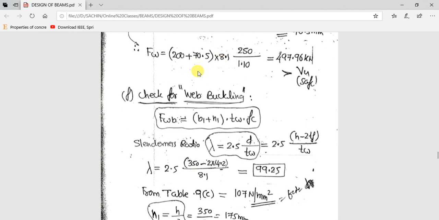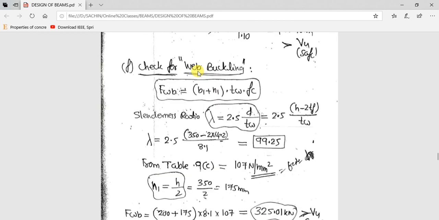The next one is the check for web buckling. This is the formula for that. Here once again we will be using this formula from the code book. We are aware of B1, we assumed it as 200, and N1 is nothing but H by 2, that is 350 by 2, the half of the overall height of the section, which will be equal to 175. Thickness of web we are aware is 8.1.